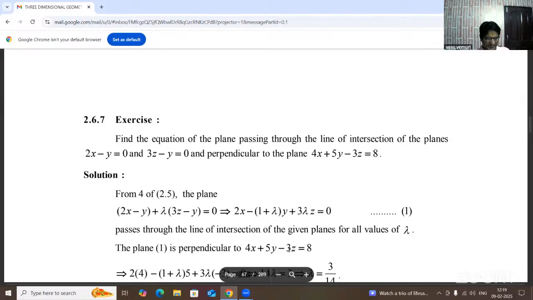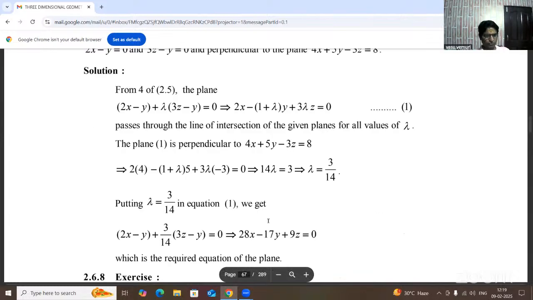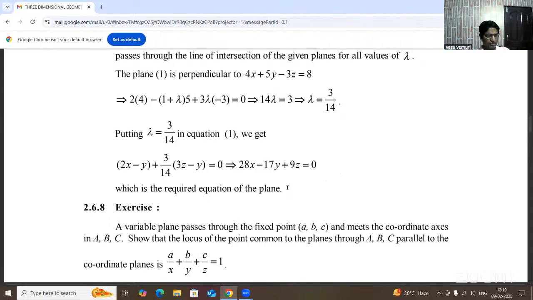When the first and second planes are perpendicular, then the normals are also perpendicular. So 2 into 4 minus 1 plus lambda into 5 plus 3 lambda into minus 3 equal to 0. We are getting the lambda value as 3 by 14. After the simplification, we are getting 28x minus 17y plus 9z equal to 0.